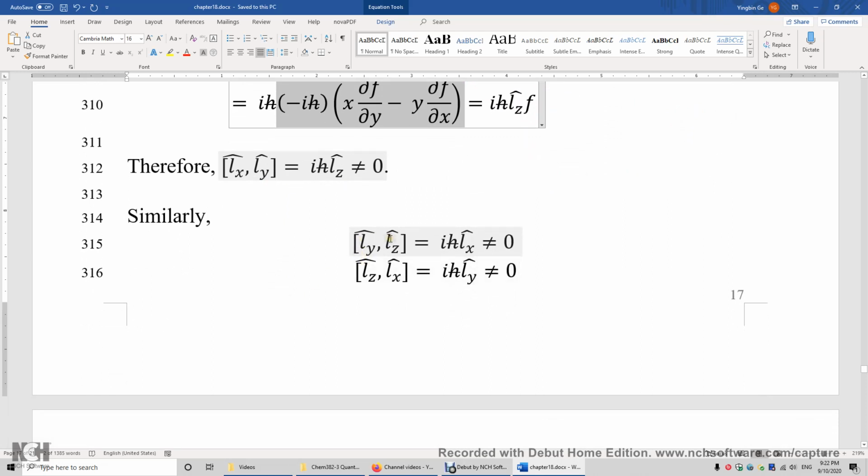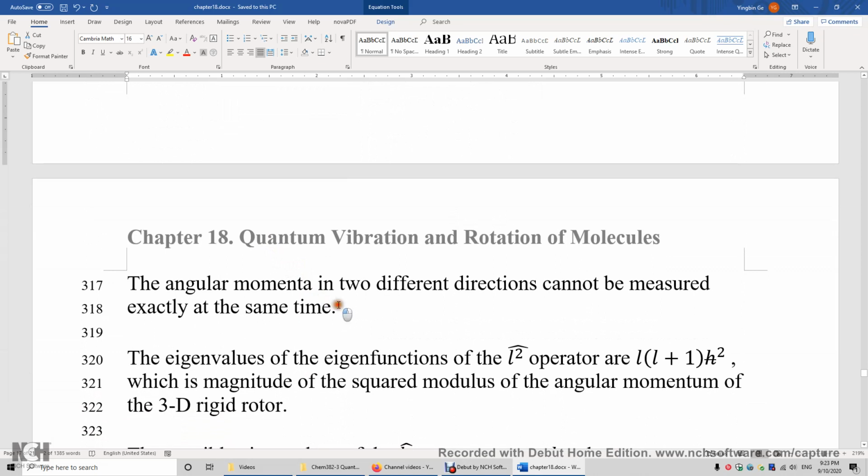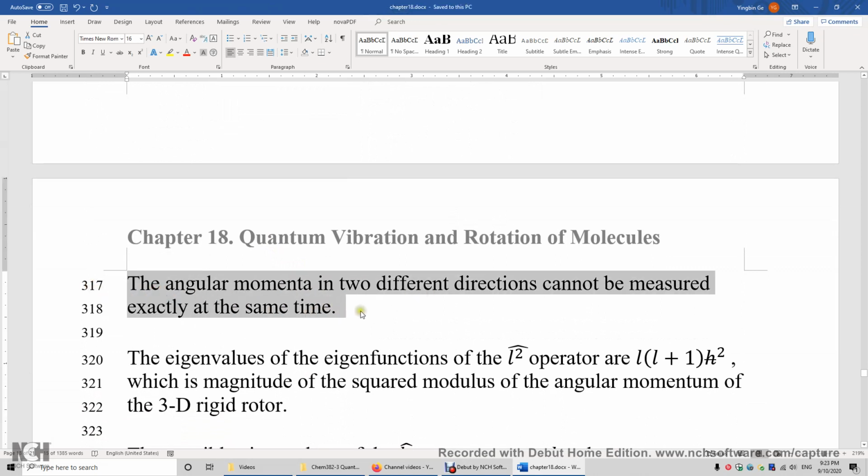Similarly, the Ly-Lz commutator is i h bar times Lx. The Lz-Lx commutator is i h bar Ly. So we just can't determine these two simultaneously. We cannot determine these two simultaneously and exactly. This is the result of non-zero commutators.